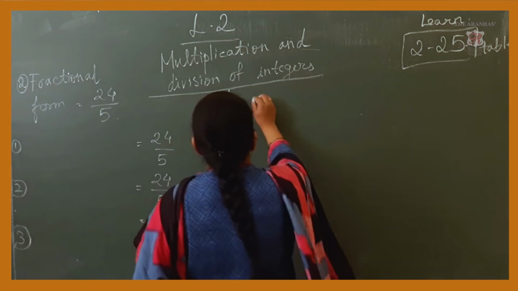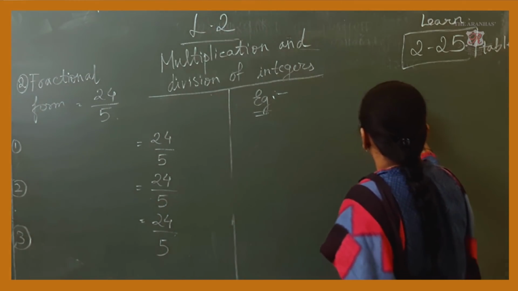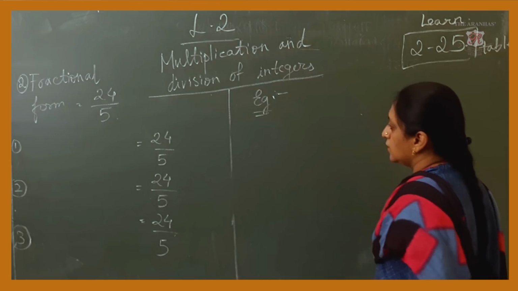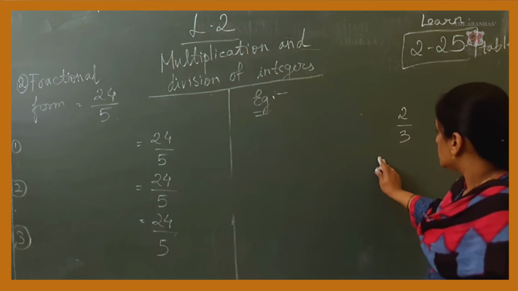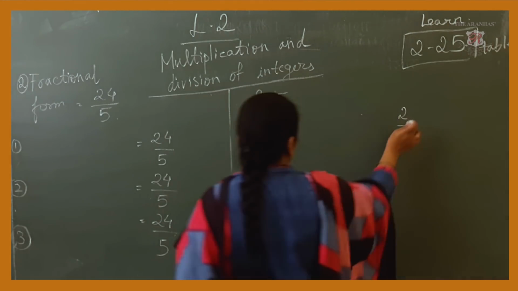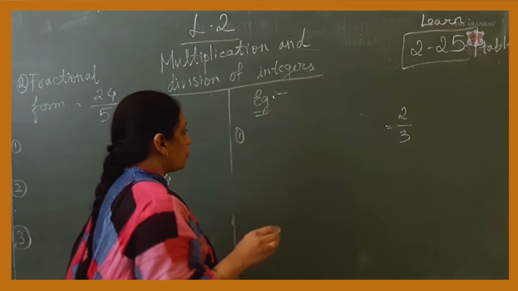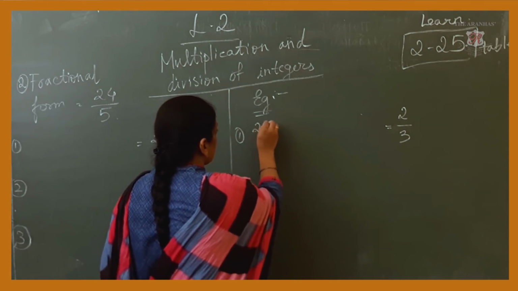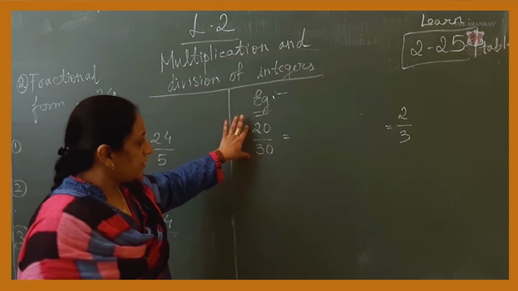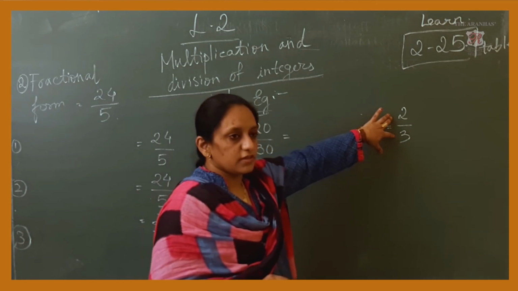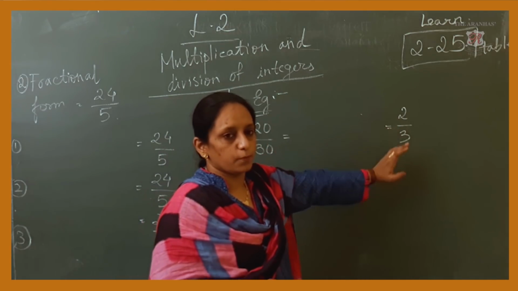Now I tell you an example for solving this type of sum. What is the way to solve it? Suppose I want the answer 2 upon 3. Forget this exercise sum, come to this example and understand first. If I want the fractional form as 2 upon 3, how should I solve? Suppose I take 20 upon 30 as a number. I should take a number where I get the answer after division as 2 upon 3.